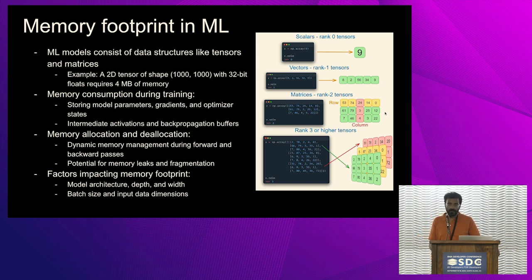And the way memory is used is that if you have a two-dimensional tensor of shape 1000 by 1000, which means it has a million numbers, and each number is represented by 32 bits, which is typical in ML models, then you are using 4 MB of memory right there. And when you train a machine learning model, you actually store the model parameters, the gradients, and the optimizer states in memory. You also store the intermediate activations and backpropagation buffers.